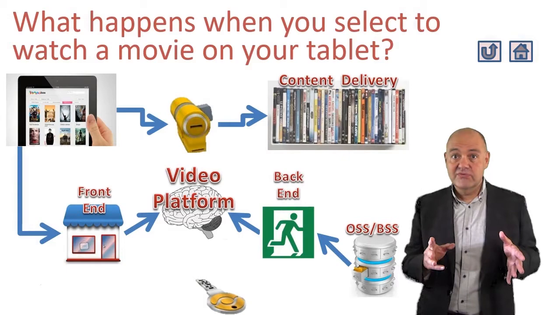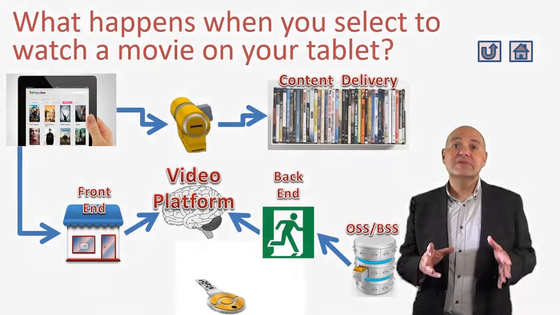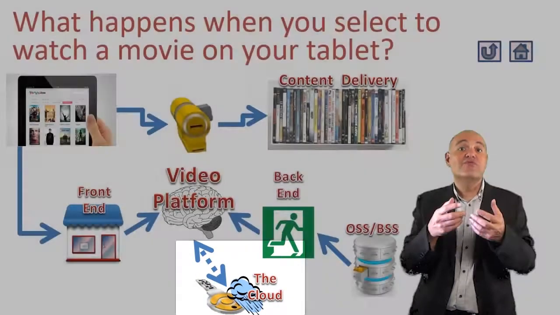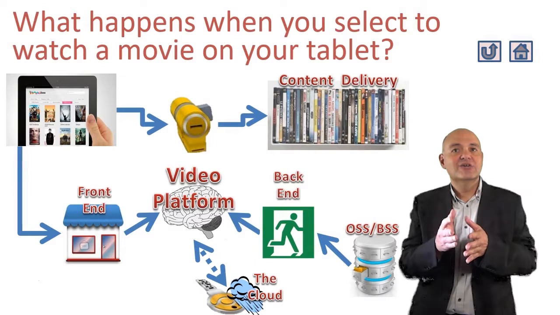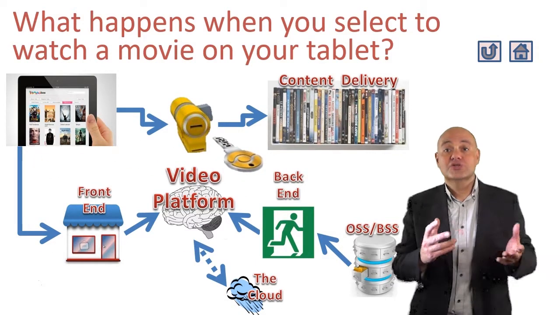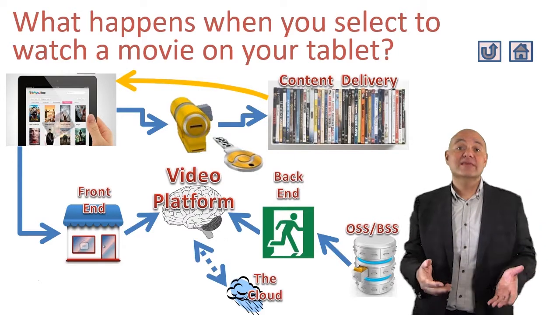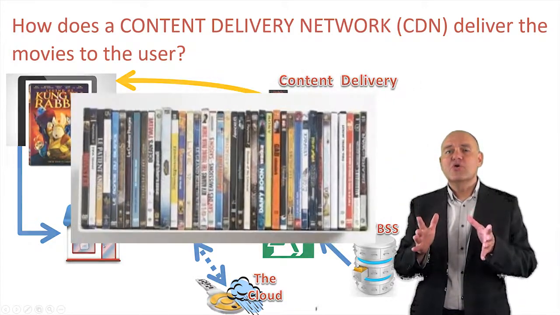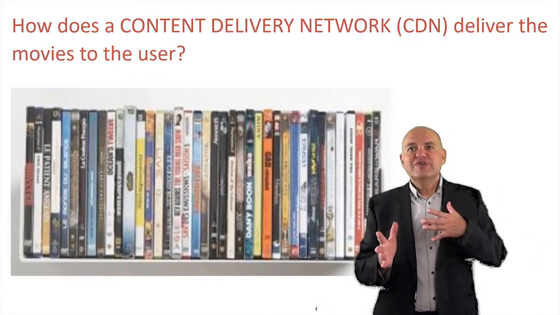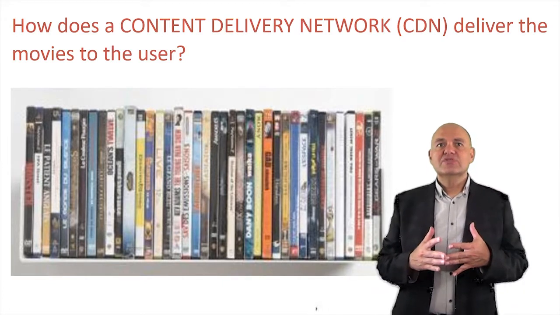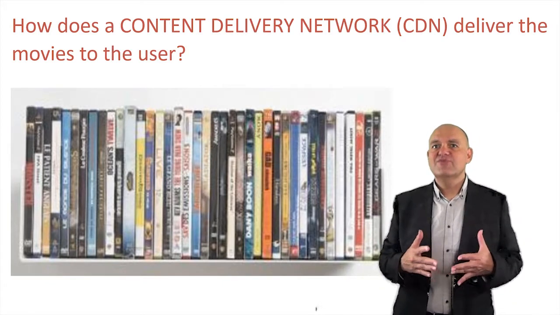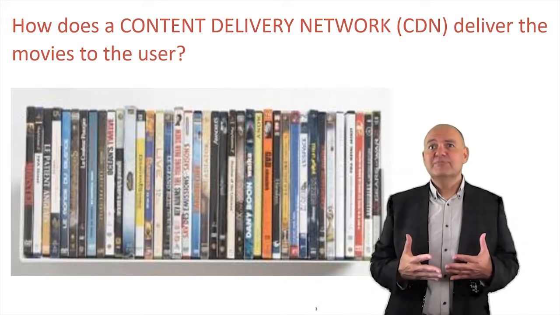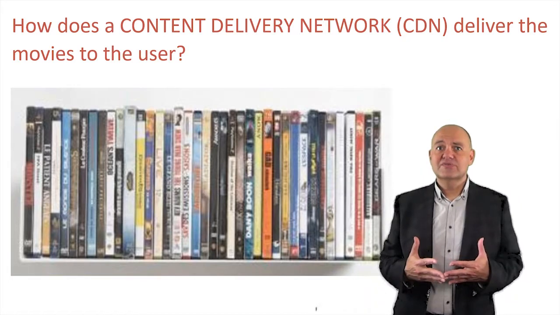If everything is alright, the video platform gets a key from the cloud. There is someone in the cloud that manufactures keys and sends it to your tablet. So, open the shelf and enjoy the movie. Now focus on the shelf. When movies are encoded, they must be placed on the shelf and the user takes them from that shelf. The placing and retrieving operation is performed by the content delivery networks.